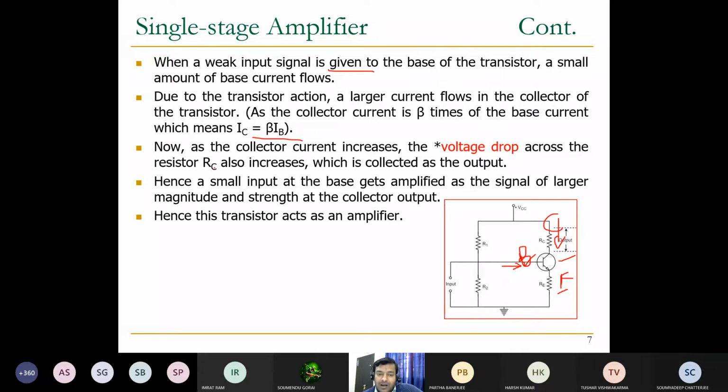So now the collector current increases. If collector current increases, then the voltage drop across the resistor RC also increases, which is collected as an output.